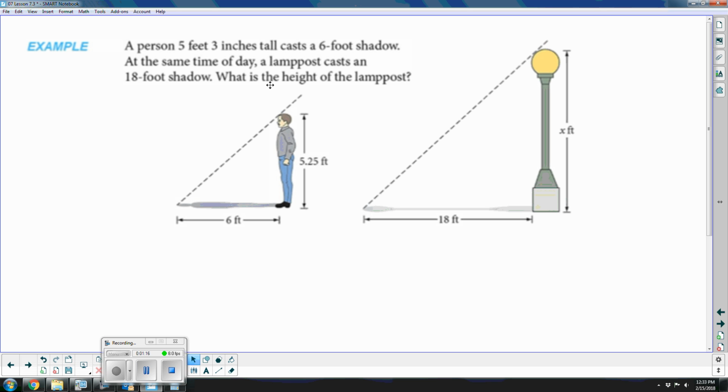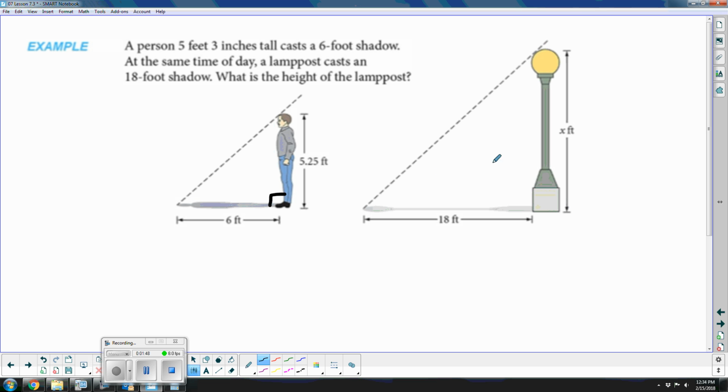tall casts a 6-foot shadow. At the same time of the day, the lamppost casts an 18-foot shadow. What's the height of the lamppost? So we could actually go and measure this lamppost, or we can measure the shadow of the lamppost and know that the direction that the sun hits us is the same angle that the sun hits the lamppost at, if we're both standing up straight, which is perpendicular to the floor or to the ground.